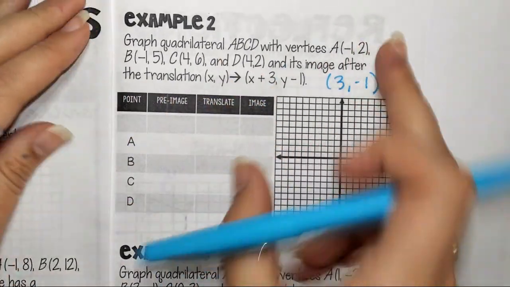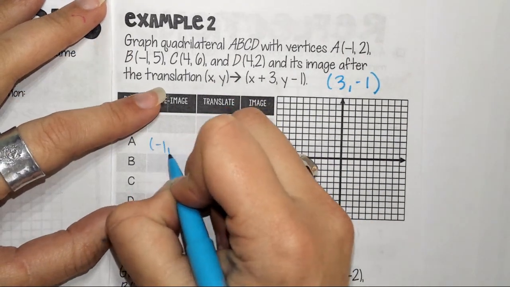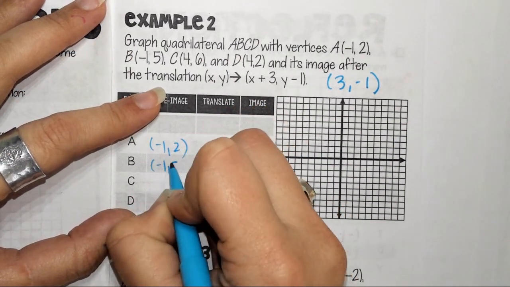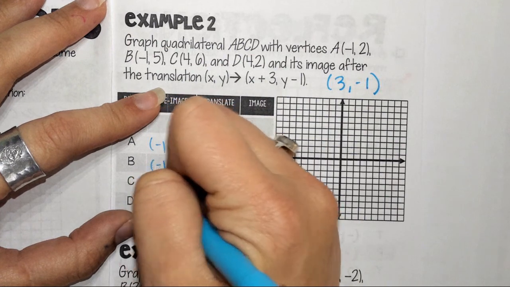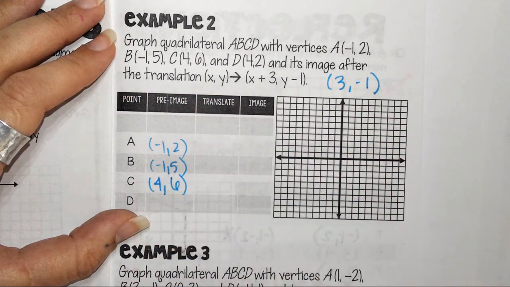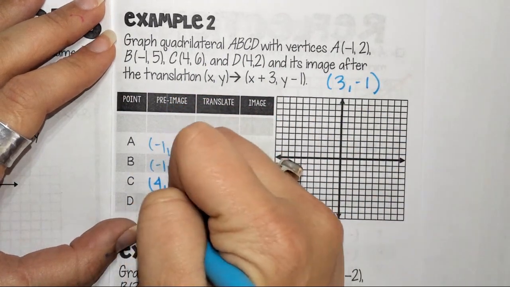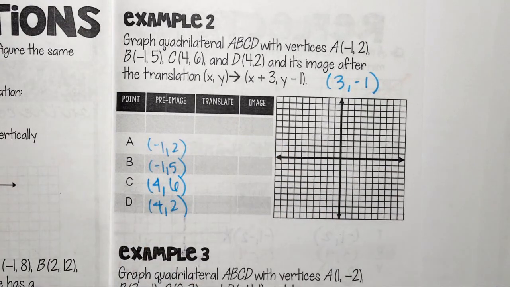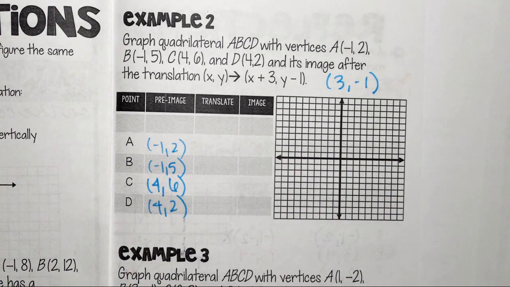All right, so let's start by writing down our coordinates. So we have -1, 2; -1, 5; 4, 6; 4, 2. And I want us to graph that image first before we start translating.